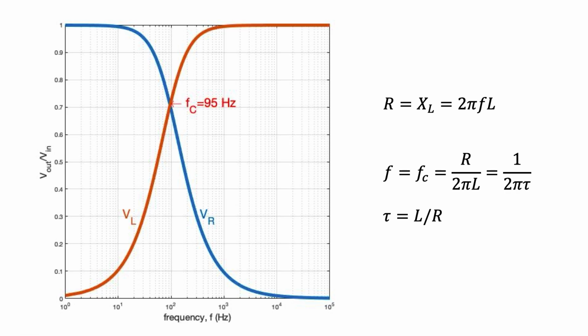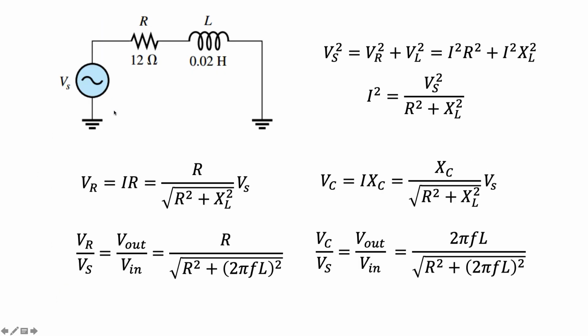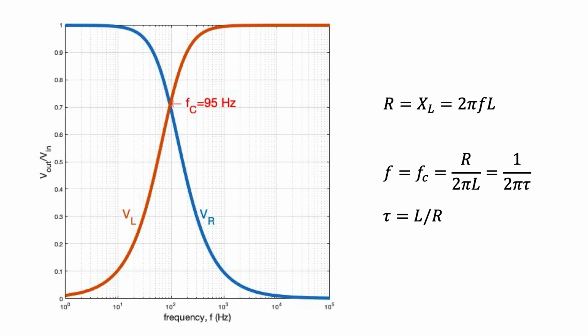What this means is that if you use the inductor as the output voltage, any input voltage you use will be filtered out at low frequencies, up until the cutoff frequency. It only allows the passage of signals at high frequencies.